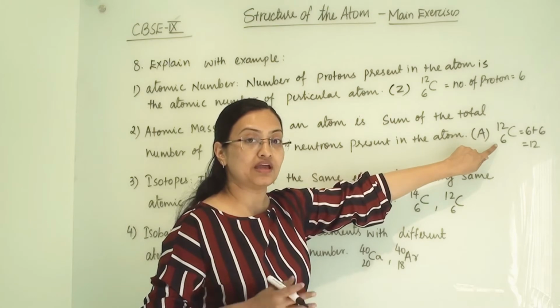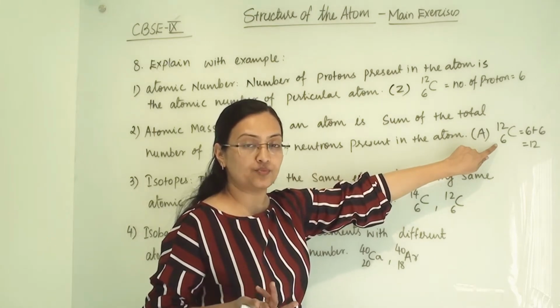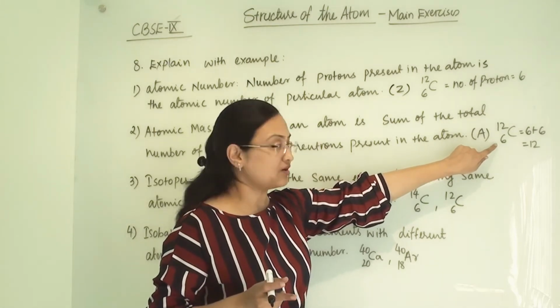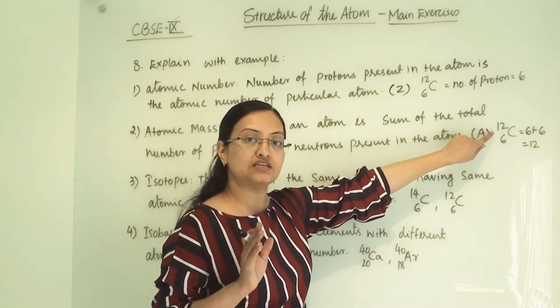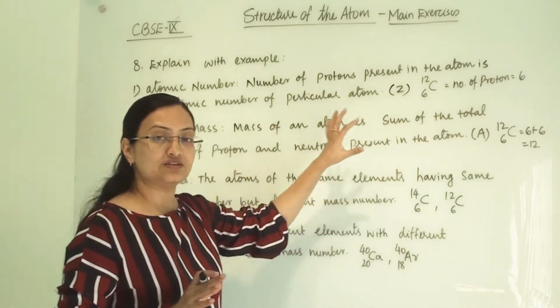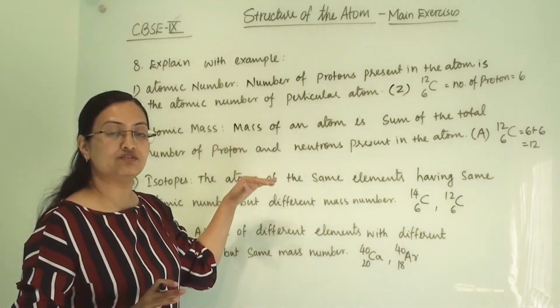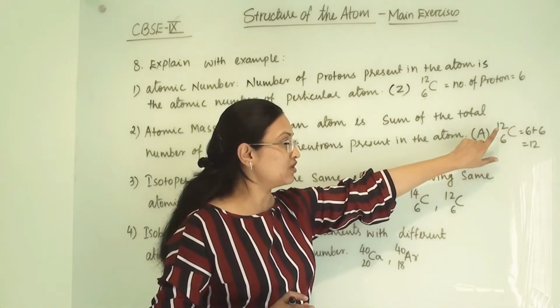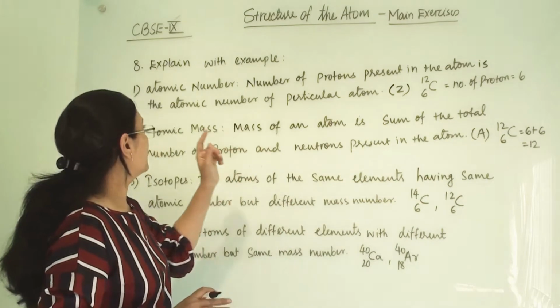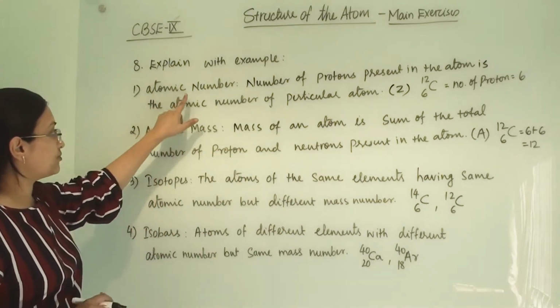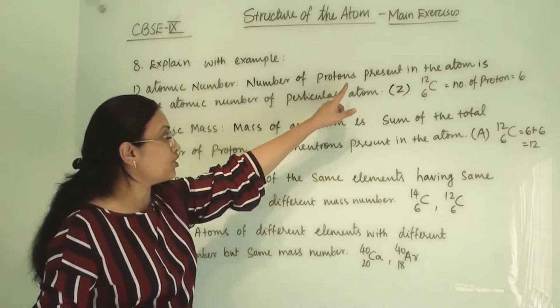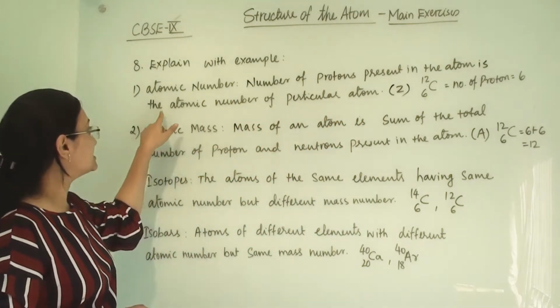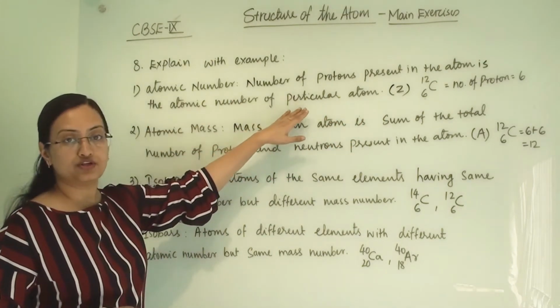So here they may ask to explain the atomic number in the case of carbon and explain the atomic mass in the case of carbon. Then simply we will write the definition and explain what 6 is to the carbon and what 12 is to the carbon. So first is atomic number. The number of protons present in an atom is the atomic number for that particular atom.